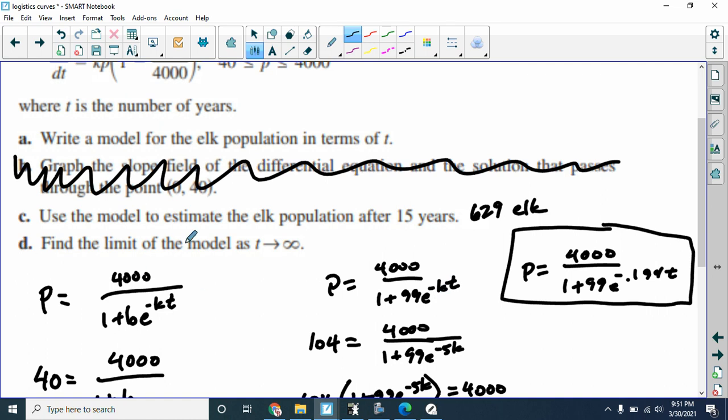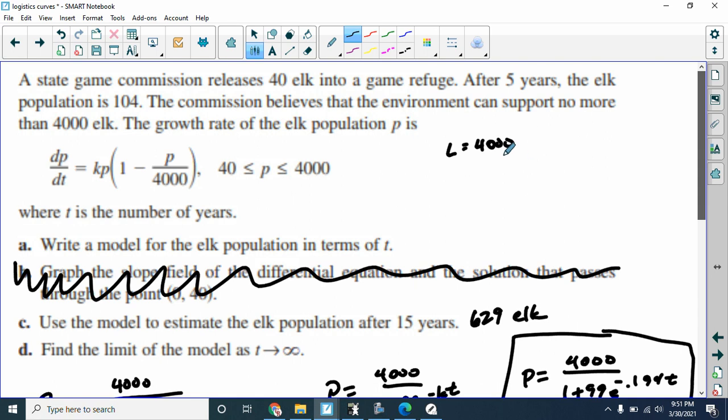Part D asks us to find the limit of the model as t approaches infinity. As t goes to infinity, if I plug in infinity here for t, I get e to the negative infinity times 99. E to the negative infinity goes to 0, times 99 is 0, so 4,000 divided by 1 is 4,000, which makes sense. That was our limit of the logistics curve.